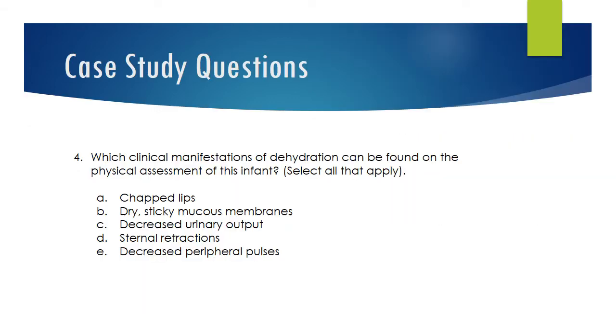Question number 4. Which clinical manifestations of dehydration can be found on the physical assessment of this infant? Select all that apply. A. Chapped lips. B. Dry, sticky mucous membranes. C. Decreased urinary output. D. Sternal retractions. E. Decreased peripheral pulses.